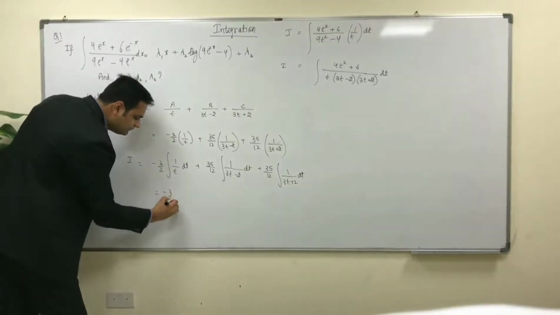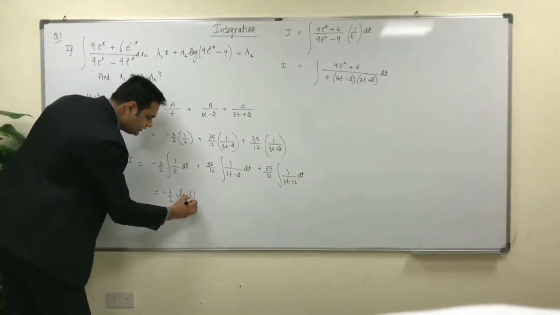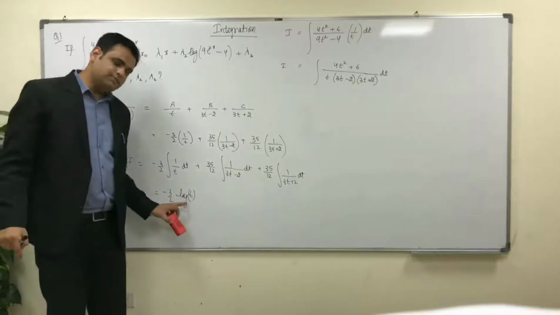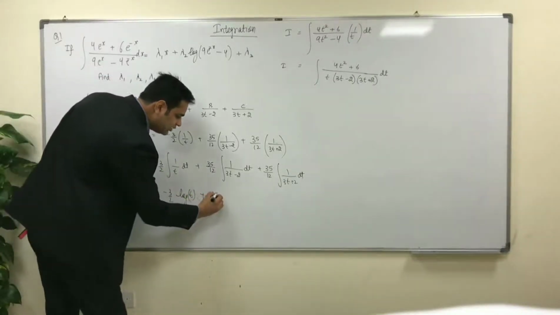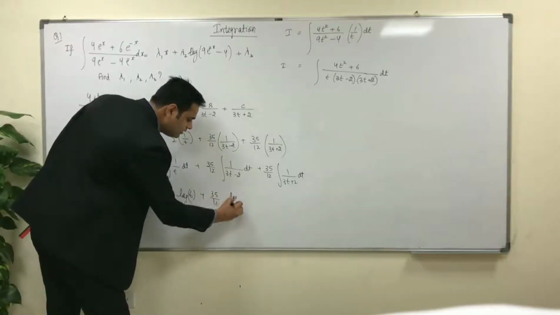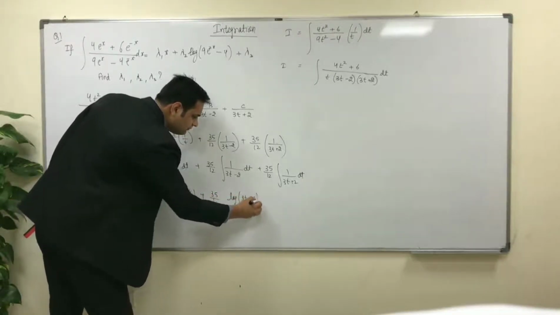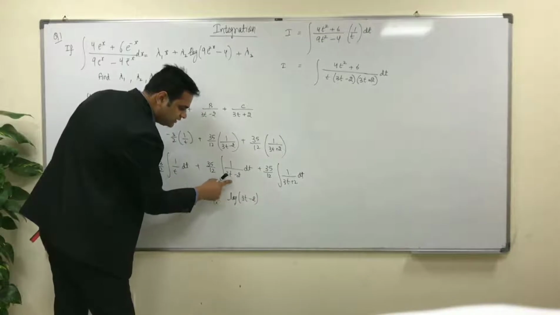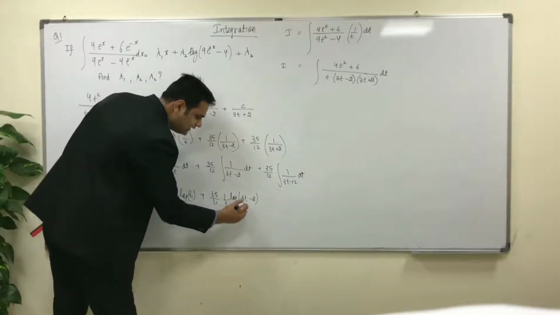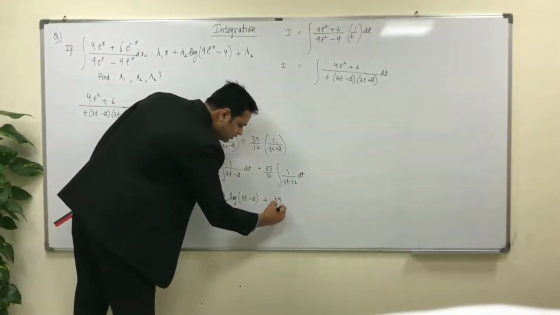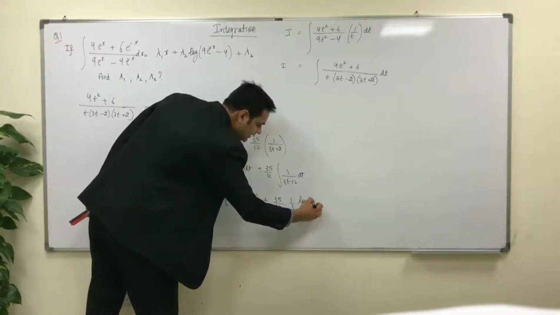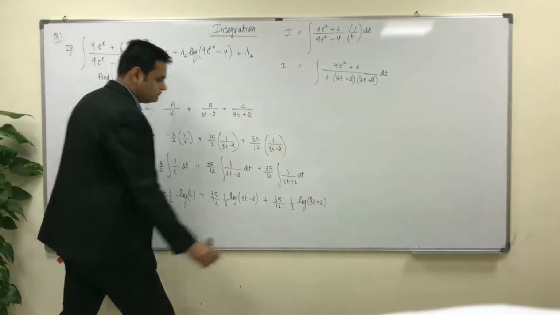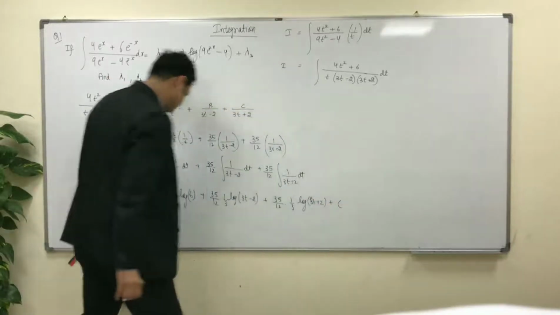Now, this is nothing but log t. Log t in maths, if we don't write base, it means base is e. And then this is 35 by 12 log of 3t minus 2. But here 3 is multiplied with t, so I will need to divide it by 3. Similarly over here it will be 35 by 12 into 1 by 3 log of 3t plus 2. Now plus some constant c.